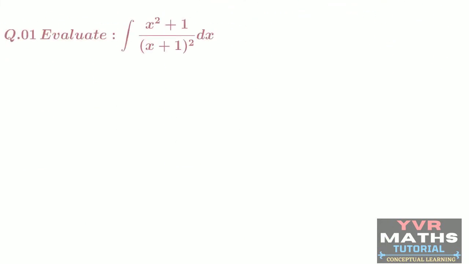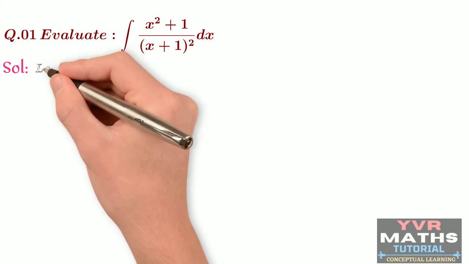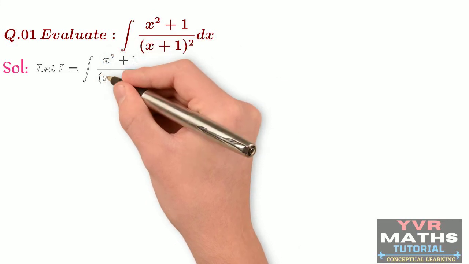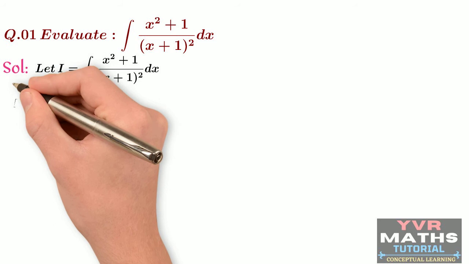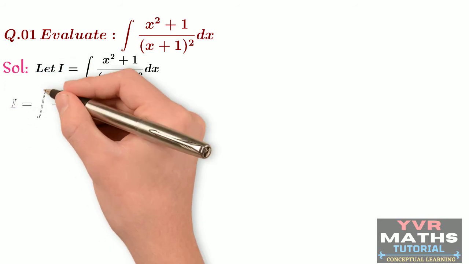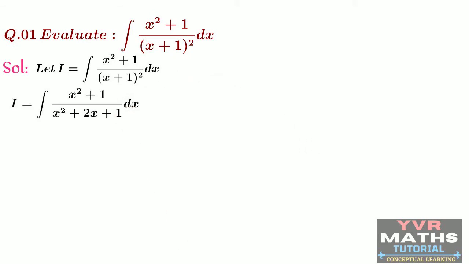See here, question number 1. Evaluate the integral of (x square plus 1) by (x plus 1) whole square dx. Let us discuss the solution of this one. First of all, we will consider the given integral as capital I. Then I is equal to integral (x square plus 1) by (x plus 1) whole square dx. The denominator part is in the form of (a plus b) whole square, so I will expand the denominator part by using the (a plus b) whole square formula. Then I is equal to integral (x square plus 1) by (x square plus 2x plus 1) dx.